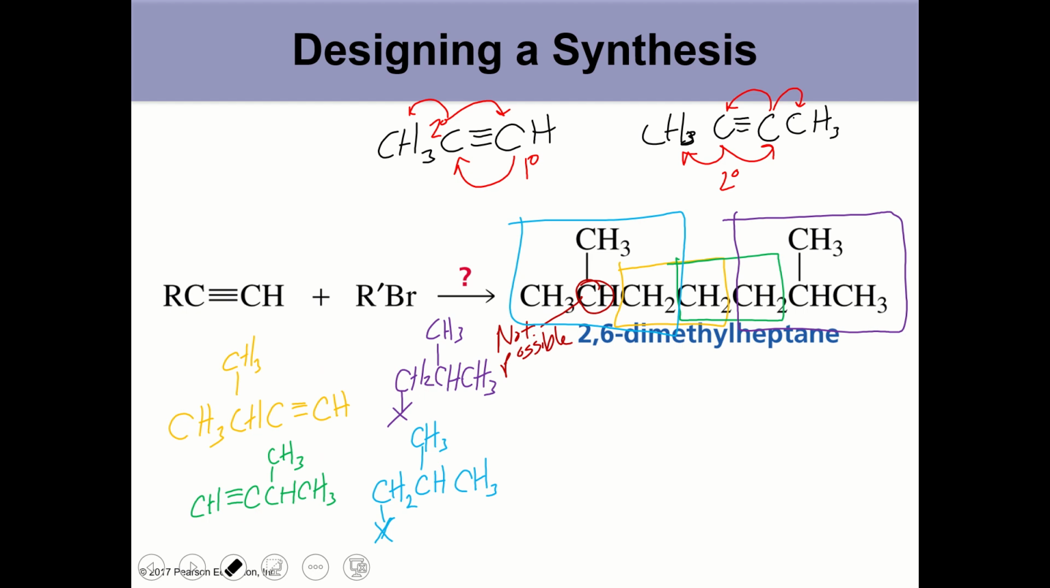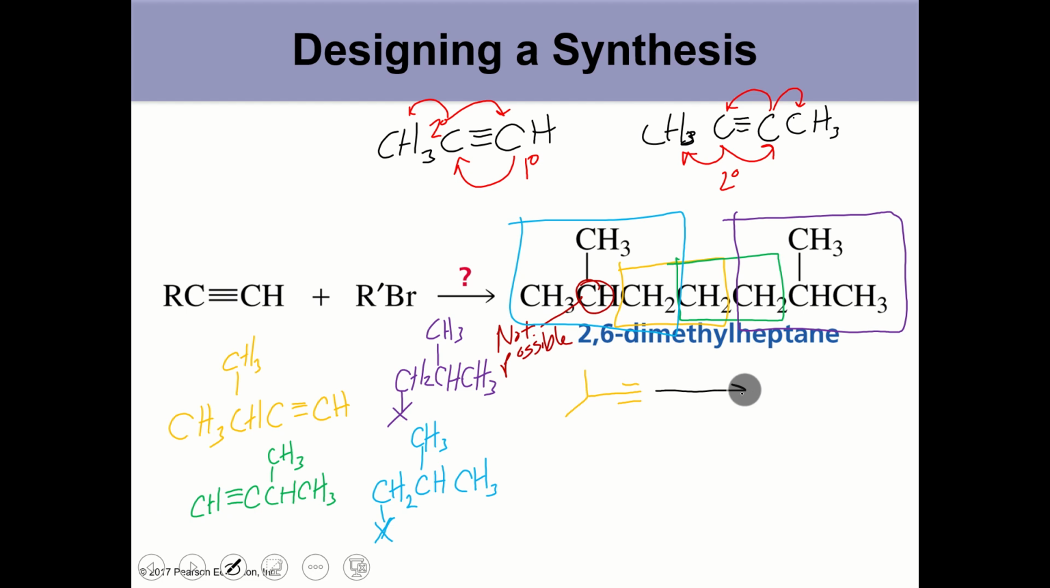So now we have our two possibilities for how we can form our final product. In order to do this, I'm going to need the alkyl halide to be step 2. All right, so for the orange, I'm going to redraw it skeletal structure wise. So there's my orange section.